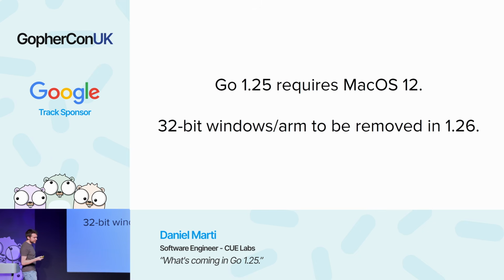And the last change that I will mention about the toolchain is that Go 1.25 requires macOS 12, and it is also the last release to support 32-bit Windows ARM. Hopefully that shouldn't be an issue for any of you, but I believe there's an issue that tracks this. So if any of you do have an issue with that, please raise it as soon as possible.